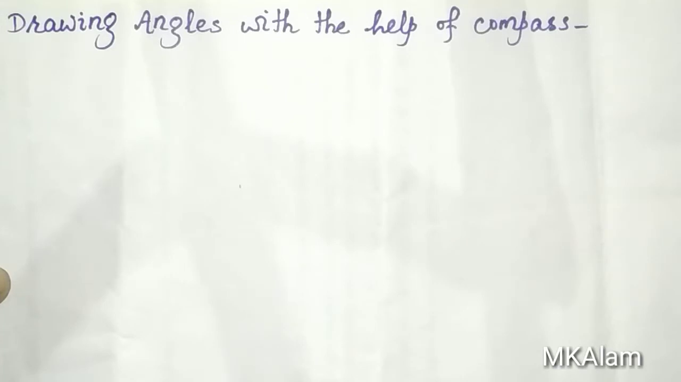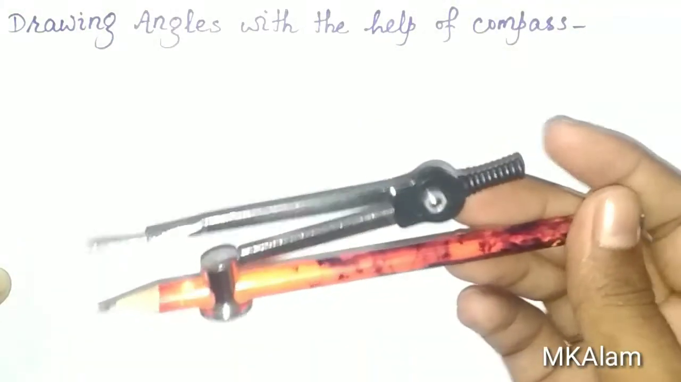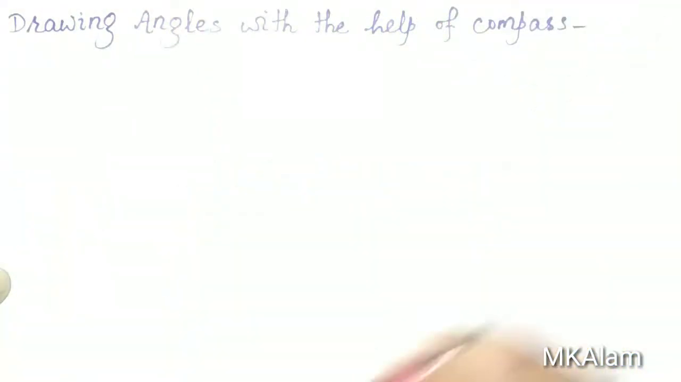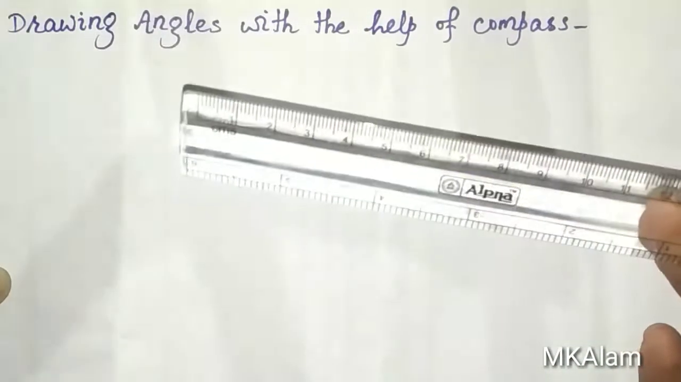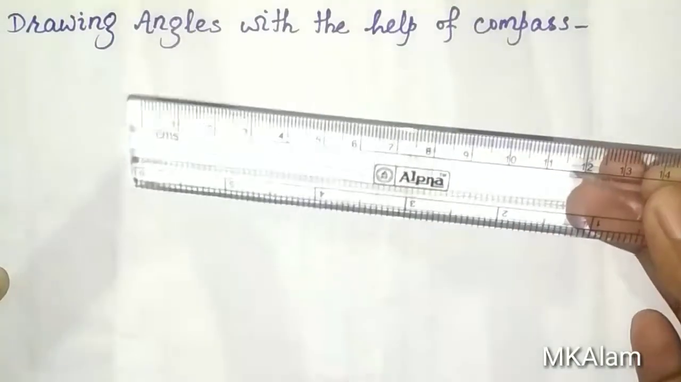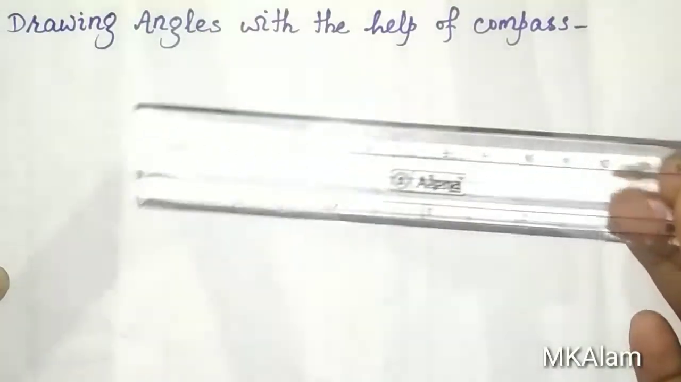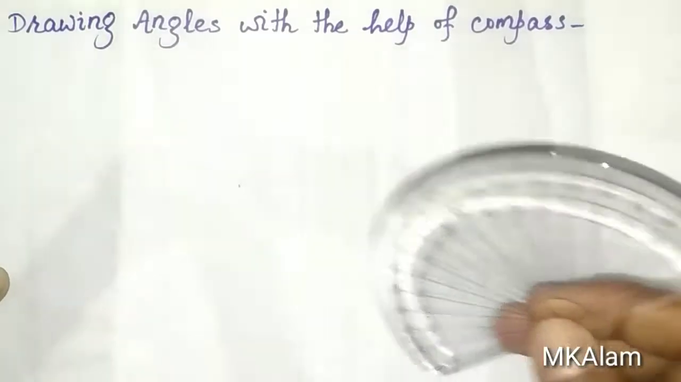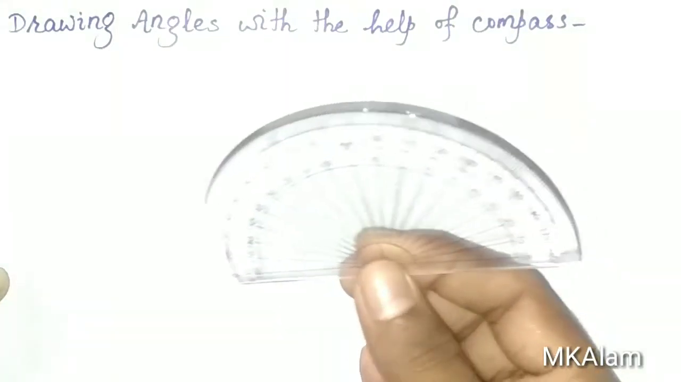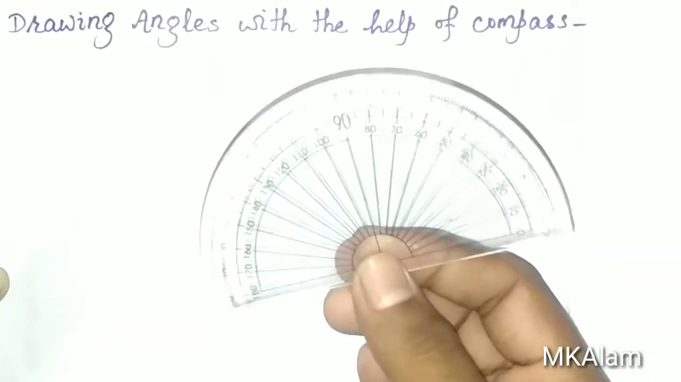Today I will show you how you can draw any angle with the help of a compass. But before that, I will show you some instruments of the instrument box. First one, this is a compass and this is a pencil, and second one, which you know also, this is a scale, but actually this is a ruler. And after this I will show you that the name of this instrument is protractor.